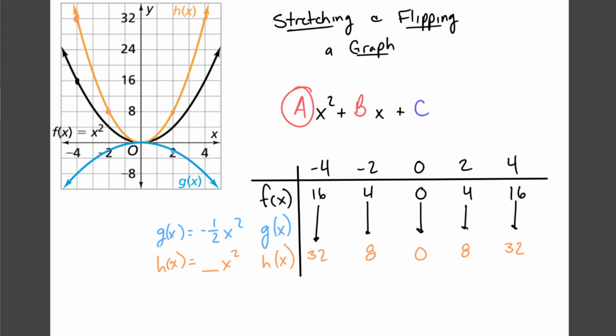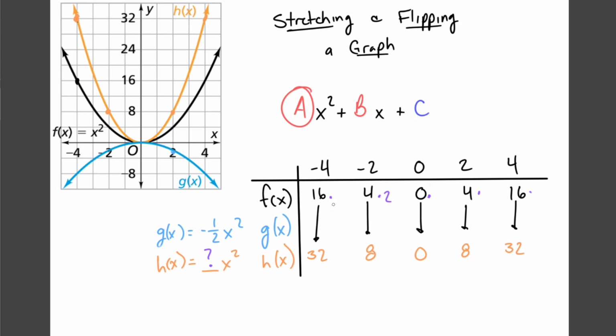We know we're looking for a coefficient to go right here. So what number times 16 is going to give me 32? 4 times that number should give me 8. 0 times that number will give me 0. 4 times that number gives me 8, and so on and so forth. And you may have already figured this out. Not too hard. For example, 4 times what gives me 8? Well, it's 2.